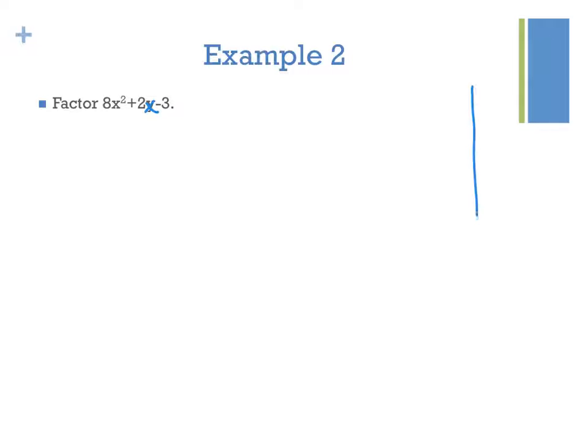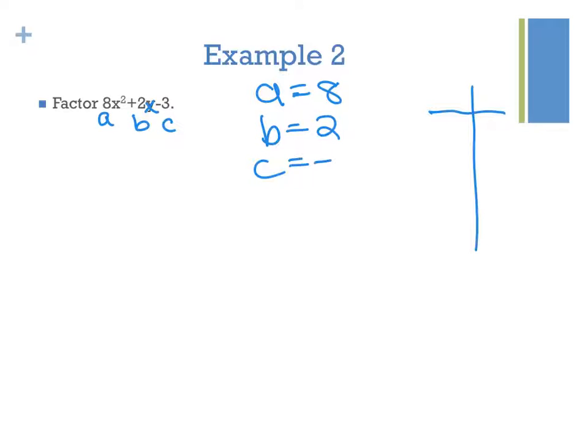So if we follow the same process as we did before, first of all, let's label A, B, and C. So A is 8, B is 2, C is negative 3. So I'm going to write that down. A is 8, B is 2, C is negative 3. And if I multiply A times C, that is going to be a negative 24. And B is a positive 2.